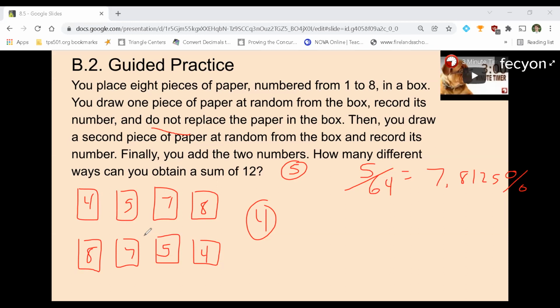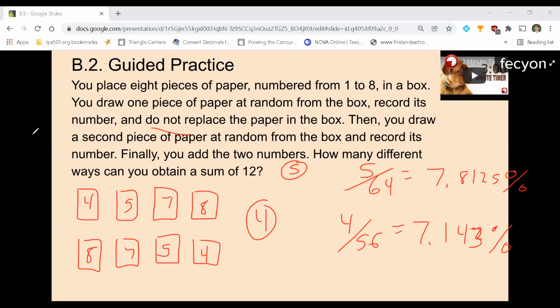8 times 7. On the first one, you have 8 pieces of paper to choose from, right? And the second, you have 7 because one's been removed. So that's 4 out of 56. What's that? Oh, it's actually pretty close. 7.14 to 7.8, if you will. So you're more likely to get a sum of 12 on the first one than you are on the second.